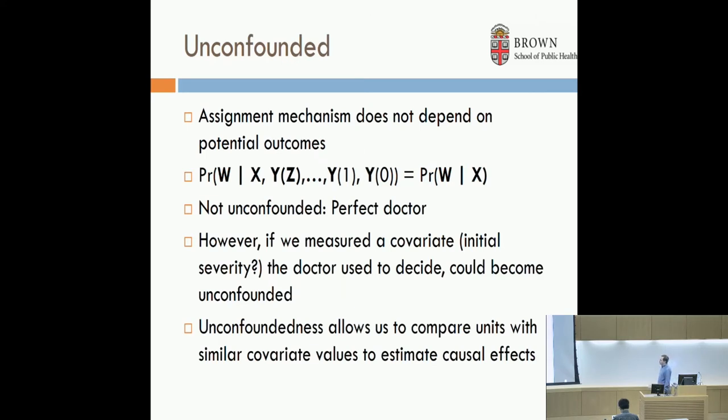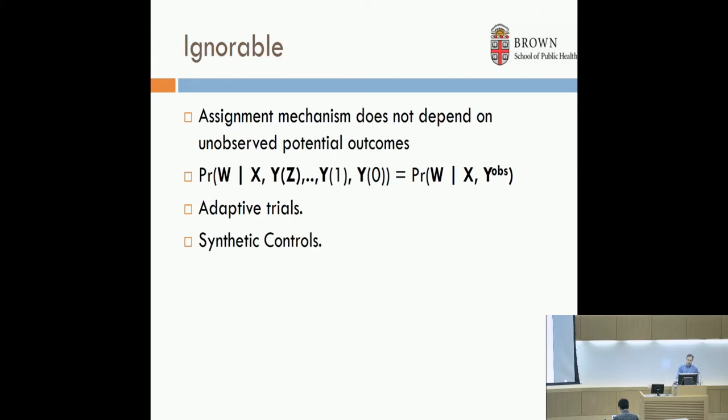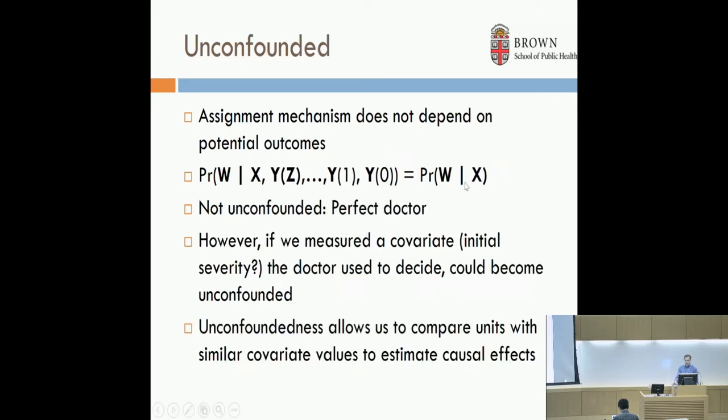And the last one just removes the Y. So if you look here, it says the ignorable is conditioned on the observed value, so it's conditioned on the observed outcome. And the last one is unconfounded, which does not depend anymore on the observed outcome.